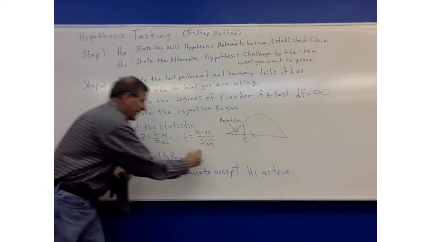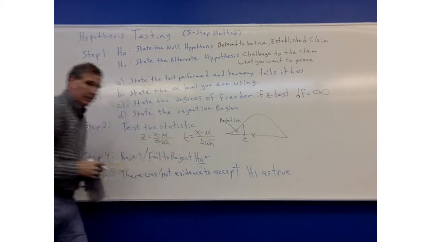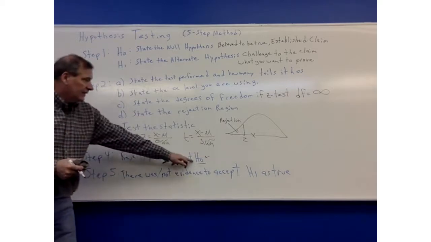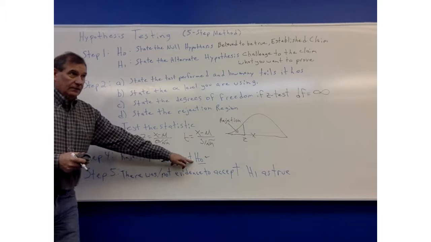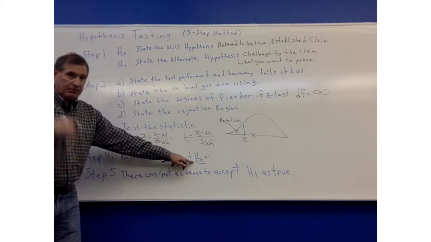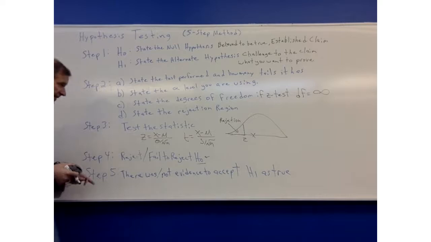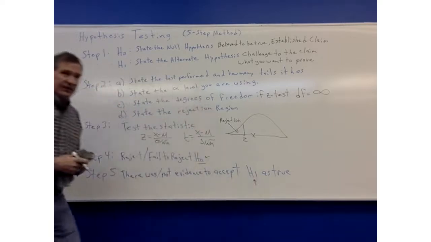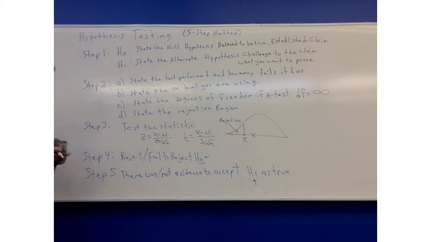This will always have H naught in it. H naught will always be the hypothesis that is mentioned in step 4. In step 5, the alternate hypothesis will be the hypothesis mentioned.